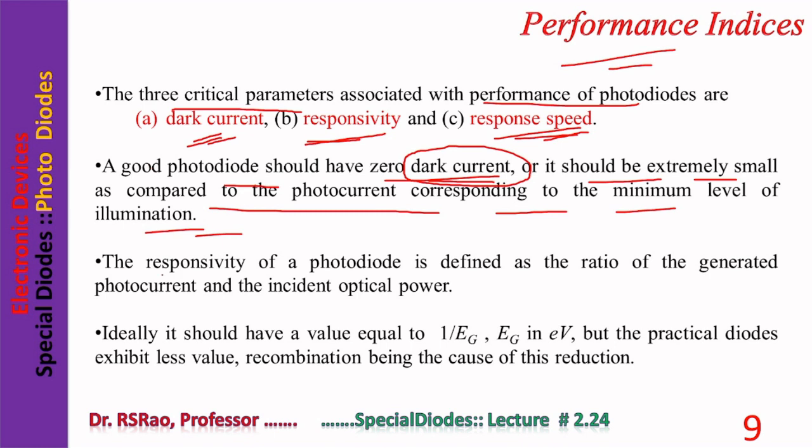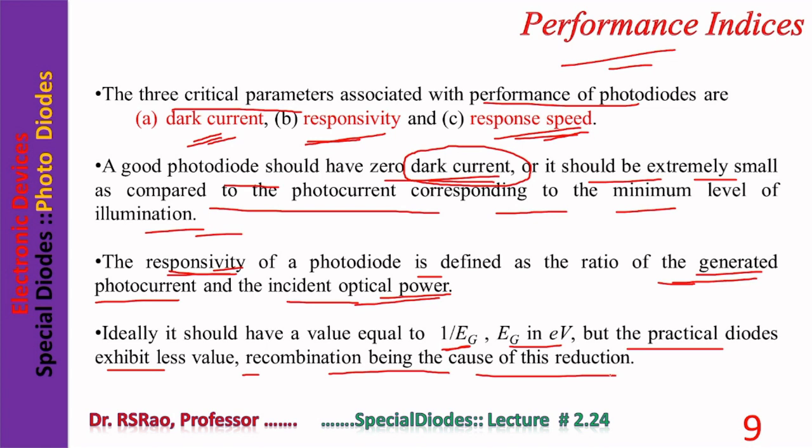Another parameter is responsivity. The responsivity of a photodiode is defined as the ratio of generated photocurrent and the incident optical power. So output is generated photocurrent, input is incident optical power. Ratio of output to input is responsivity. Ideally, it should have a value equal to 1 by Eg, Eg in electron volts, but the practical diodes exhibit less value, recombination being the cause of this reduction.